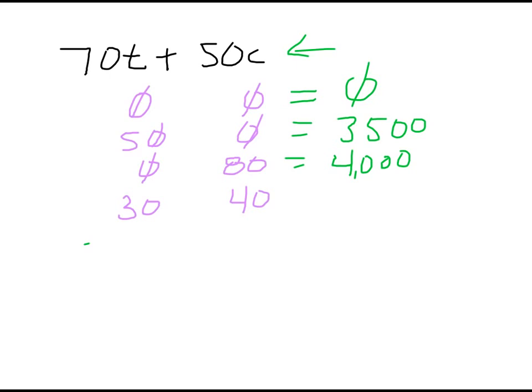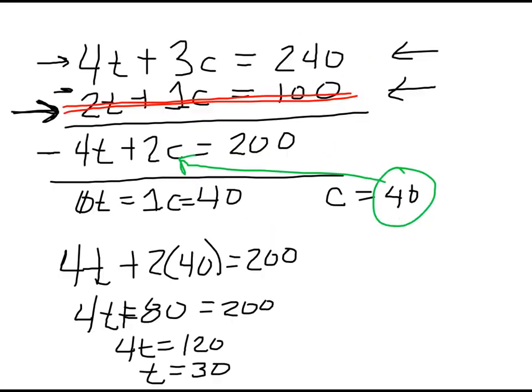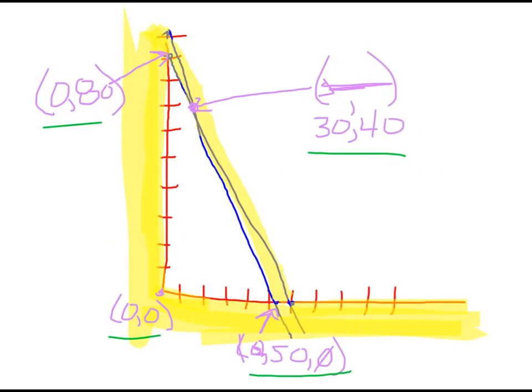And in this last instance, I let t equal 30, which gives me 2,100, plus c equals 40, which gives me 2,000. So that gives me a profit of 4,100. So the combination of tables and chairs that will realize the greatest profit for me is a combination of making 30 tables and 40 chairs.